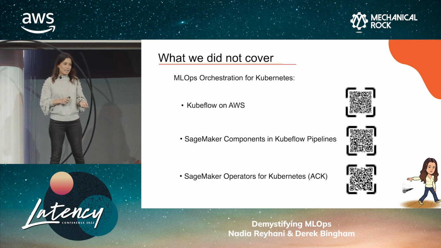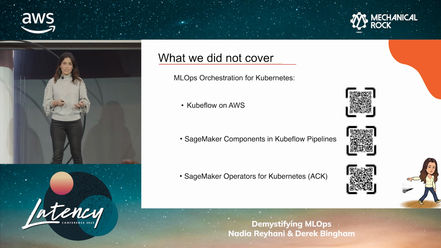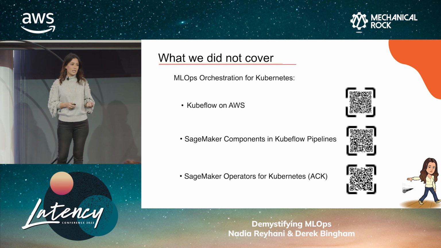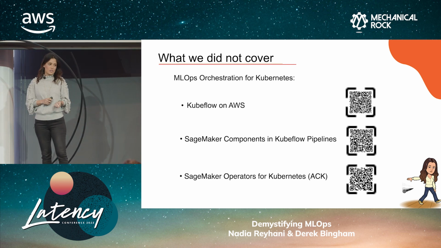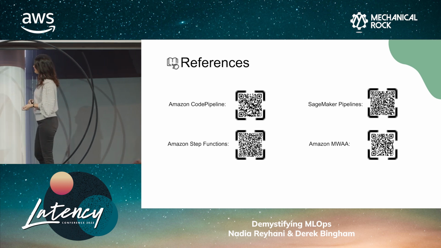That wasn't all that AWS offers for us. If you are using Kubernetes and you want to orchestrate your machine learning solutions on Kubernetes, you have 3 ways. You can install Kubeflow on AWS, you can use the SageMaker components in Kubeflow Pipelines, and you can use SageMaker operators for Kubernetes. And that brings us to the end.